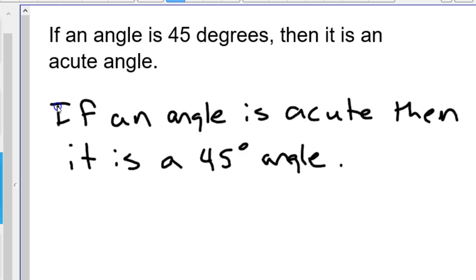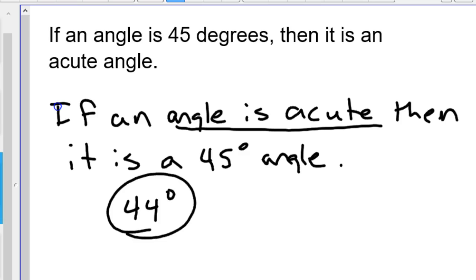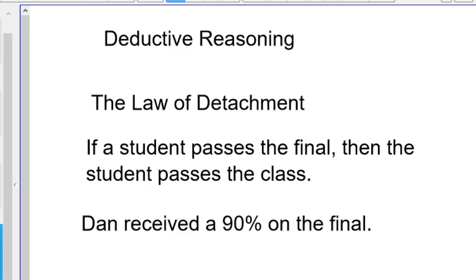Even though 45 degrees is an acute angle, this is too vague of a statement. We could come up with a counterexample very easily. So what if the angle was 44 degrees? So there's my counterexample. That is an acute angle that's not 45 degrees. So in this case, we can't write this as a biconditional. And so it's not reversible.